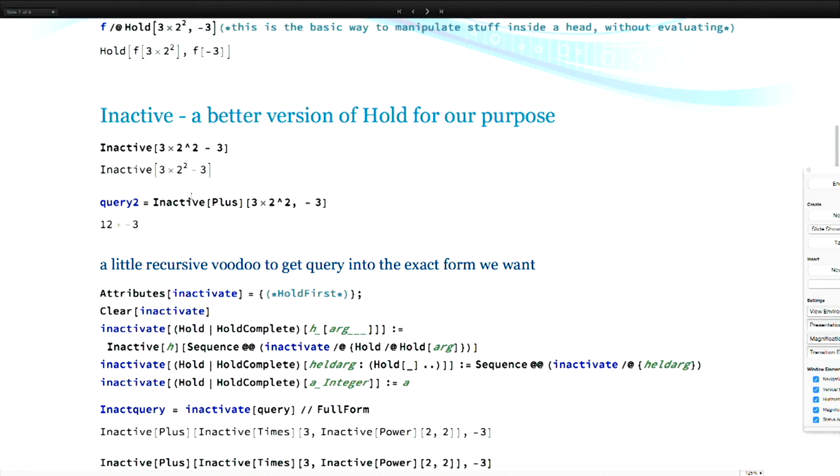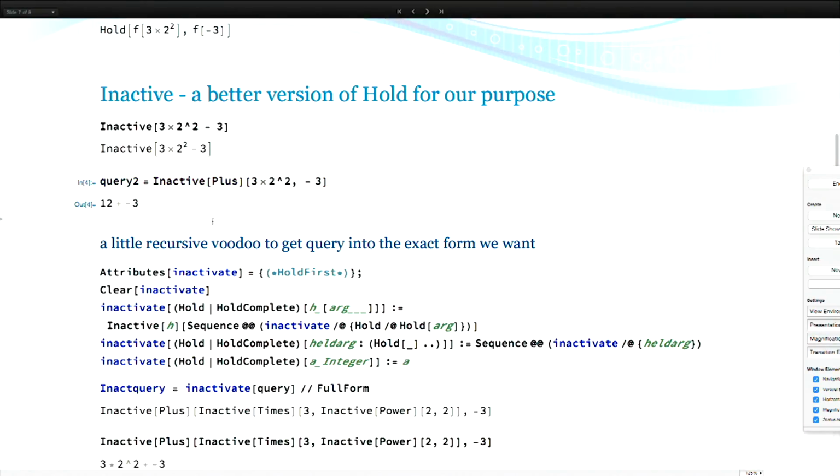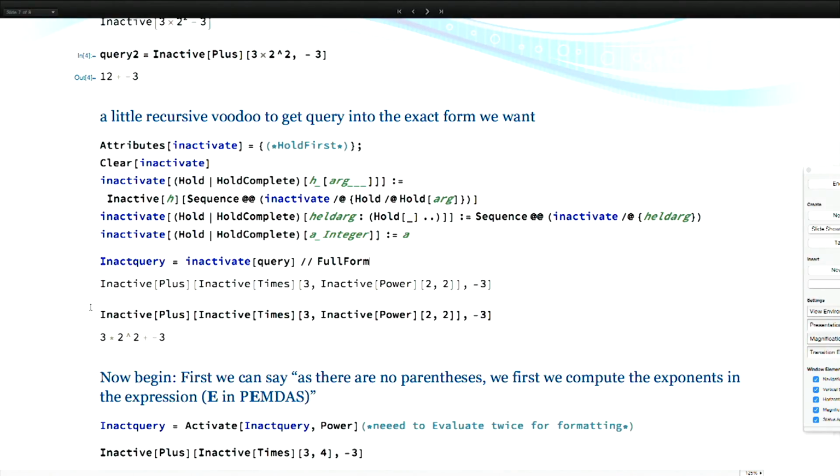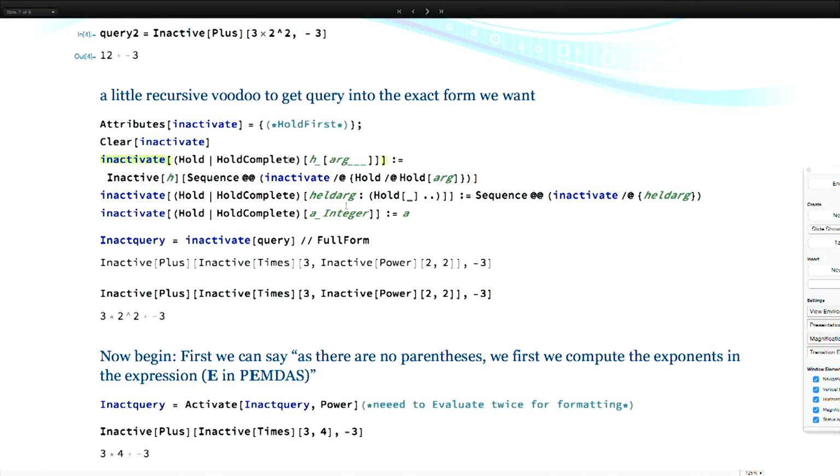Okay, so the way inactive works is basically if you put inactive around a head, it won't do that head, but everything else, obviously here, will evaluate, and it formats nicely. It formats without showing the inactive. So what I want to do is put the expression in this form. I want to wrap inactive around each of the heads. And I do this with this little bit of recursive voodoo here, which, I'm sure there's a much better way to do this, but this is just the way I came up with.